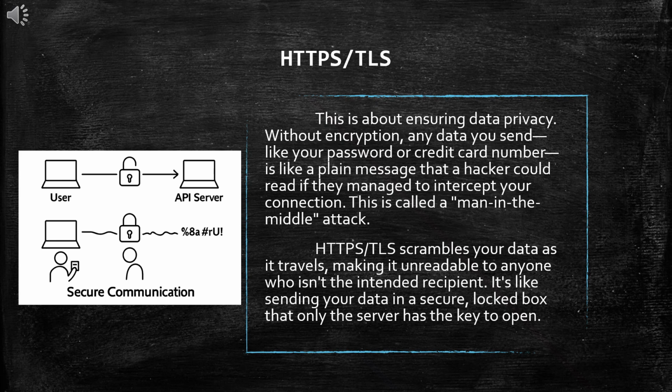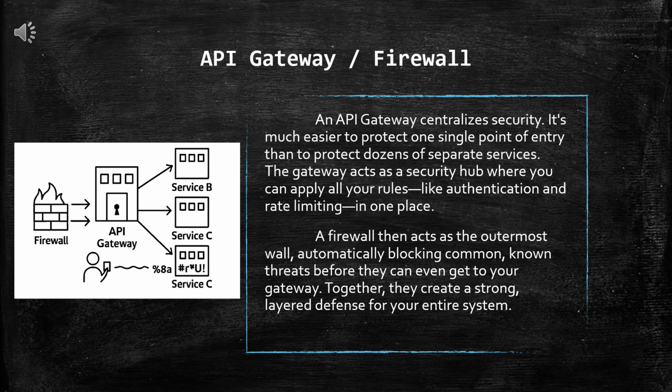API Gateway centralizes security. It's much easier to protect one single point of entry than to protect dozens of separate services. The gateway acts as a security hub where you can apply all your rules, like authentication and rate limiting, in one place. A firewall then acts as the outermost wall, automatically blocking common, known threats before they can even get to your gateway. Together, they create a strong, layered defense for your entire system.